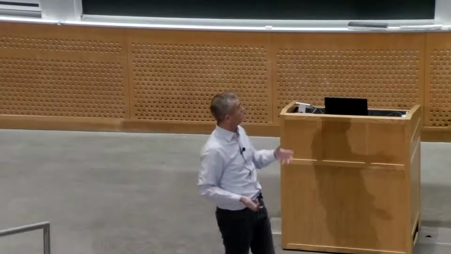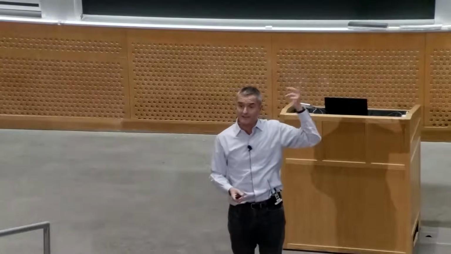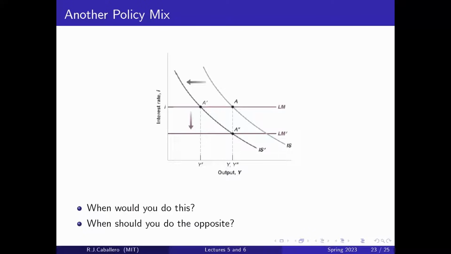Okay? So that's a situation in which we should have seen a picture like the opposite of this, but we didn't see the picture. We didn't see the monetary part, and that's the reason we ended up with an economy that is overheating.